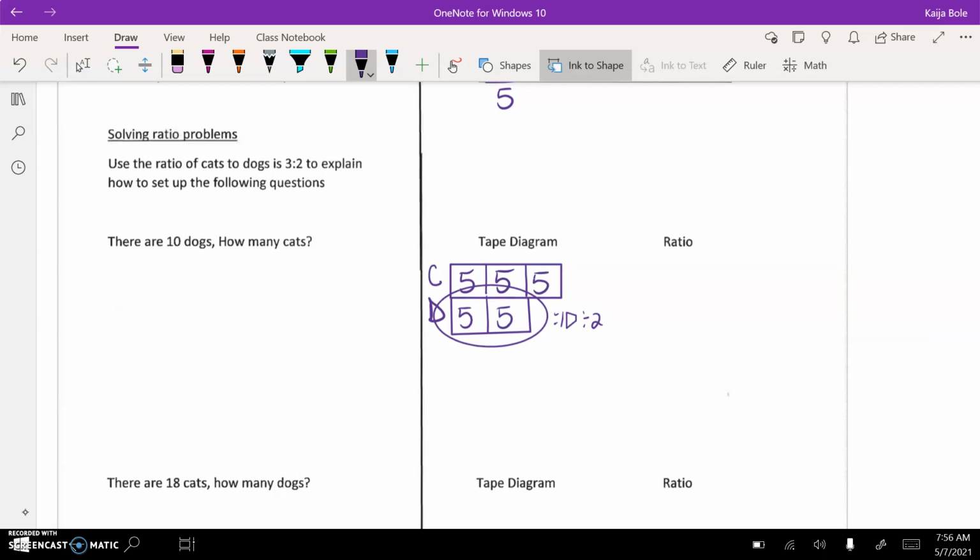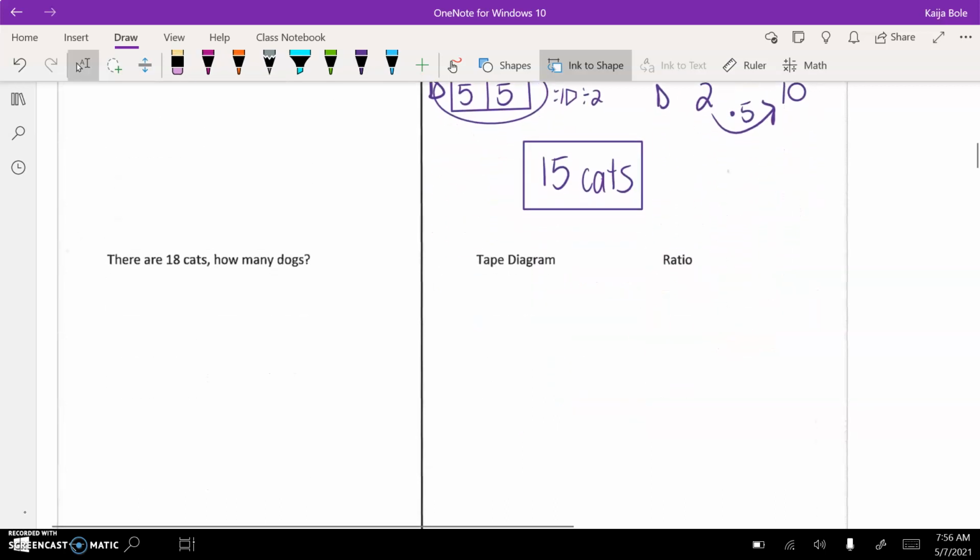Now, for the ratio, again, we'd have cats and dogs. But we're going to make equivalent ratios. We keep the first one the same, right? 3 cats to 2 dogs. We know there's 10 dogs, but we're looking for the number of cats. And this is where we would draw our arrows in. So we always went towards the question mark. How do you get from 2 to 10? Well, 2 times 5 is 10. 3 times 5 is 15. So either way, we get the same answer of 15 cats.